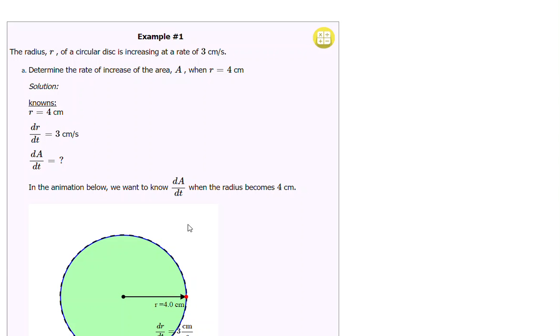Then we have dr dt. That's 3 centimeters per second, and that's 3 centimeters a second for the whole thing, right? That's the rate that this radius is changing. So that's a constant term, 3 centimeters per second. That's not changing at all. But then dA dt, that is the one that's changing, right? It's less here. It's actually a bigger number when we get to this point.